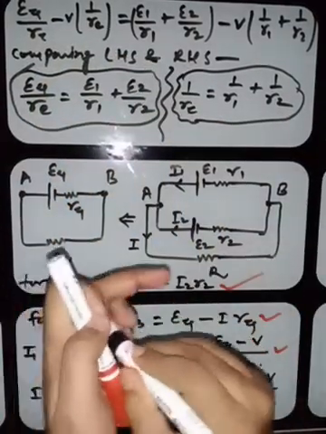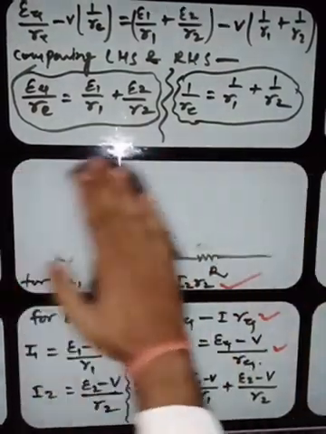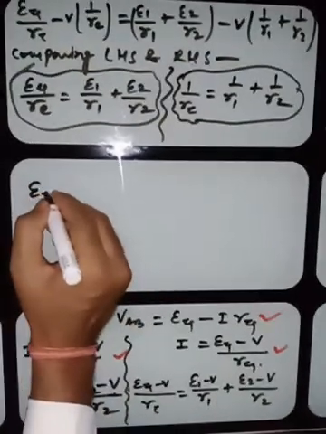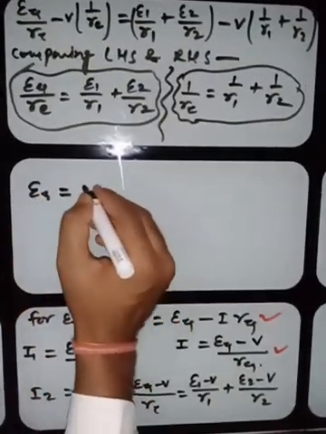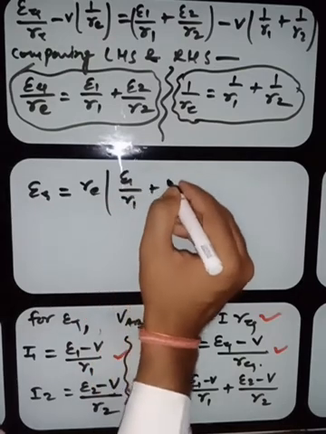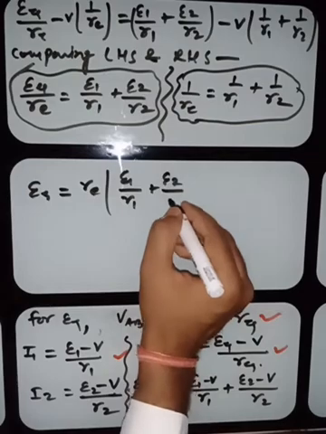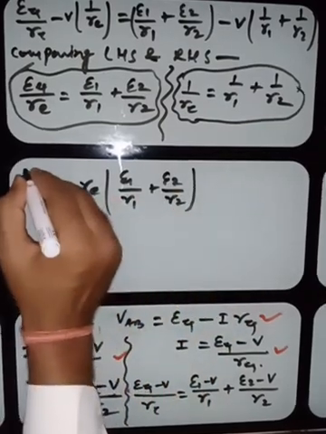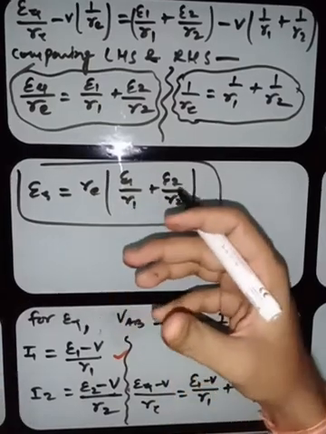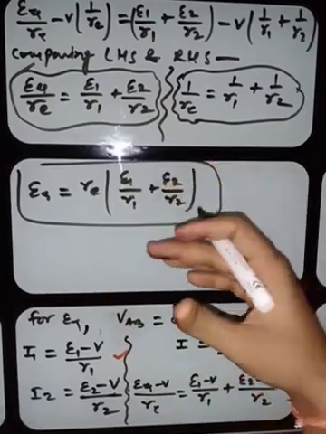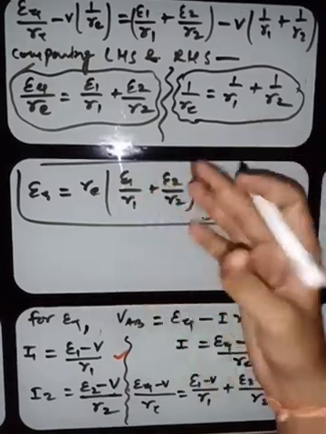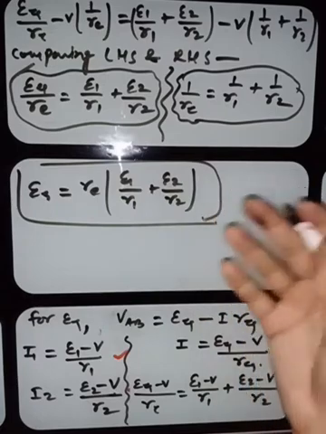Now student, you can write the equivalent EMF only. It is R equivalent times E1 by R1 plus E2 by R2. The very simple equation. Okay, so this is the E equivalent. Now my dear student, could you write the current also? The answer is yes, we can write the current also. So what will be the current here?